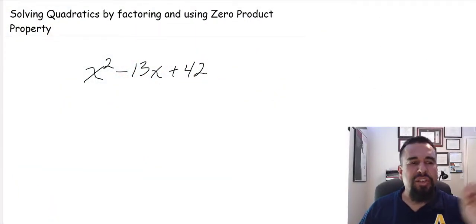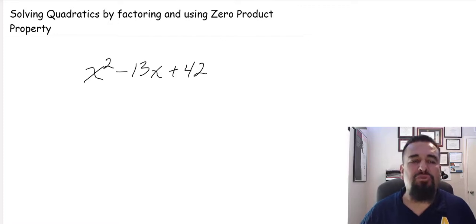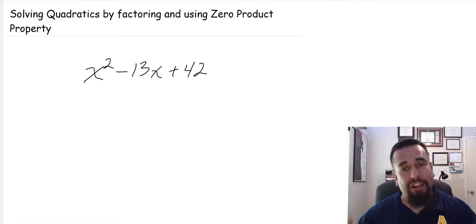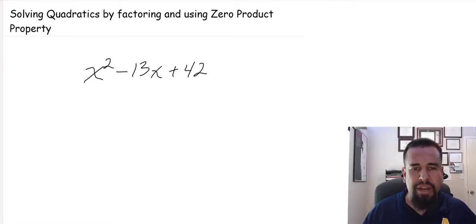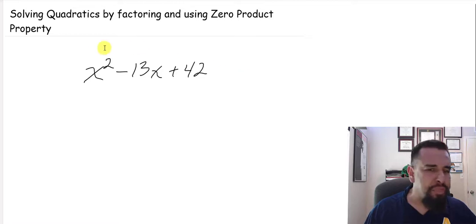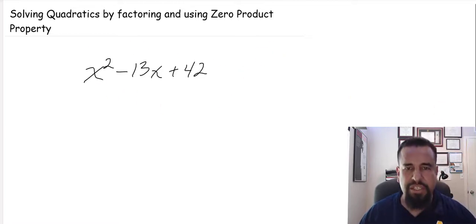All right, so as you can see by the title, today we're going to be solving quadratics by factoring and also using the zero product property. All right, so let's get started. Right before us is our first example. Right here we have x squared minus 13x plus 42.